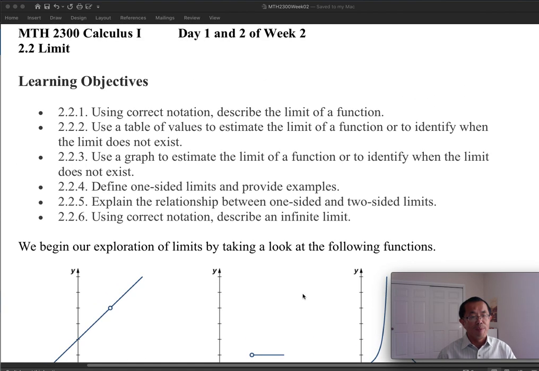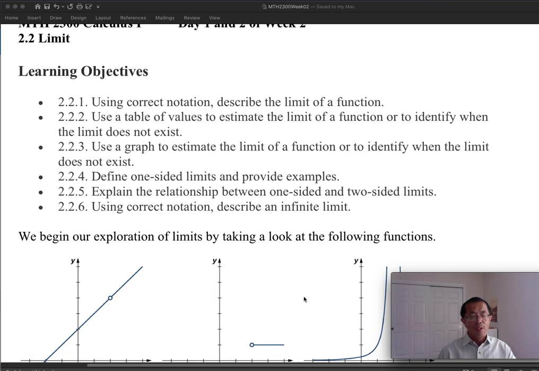And this time, really, we are moving to the very beginning of calculus, section 2.2, the concept of limit. I copy and pasted those learning objectives from our textbook. Put in a simple way, everything is about limit.